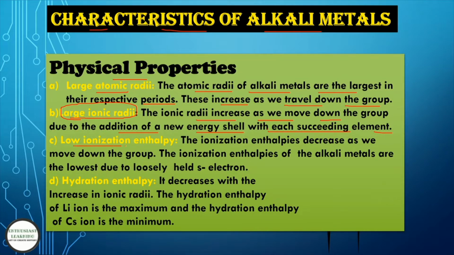Low ionization enthalpy. The ionization enthalpies decrease as we move down the group. The ionization enthalpies of the alkali metals are the lowest due to loosely held s-electrons. Hydration enthalpy. It decreases with the increase in ionic radii. The hydration enthalpy of lithium ion is the maximum and the hydration enthalpy of caesium ion is the minimum.